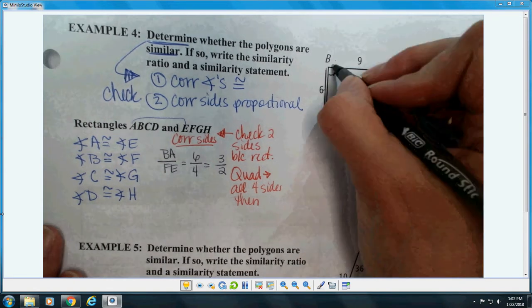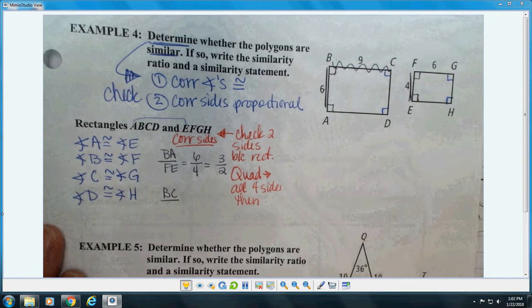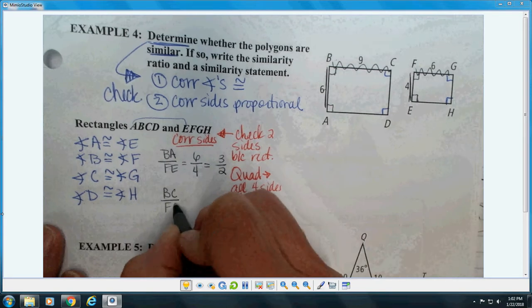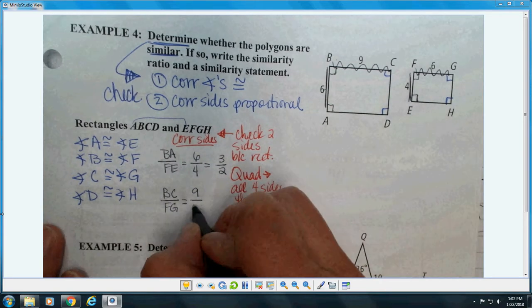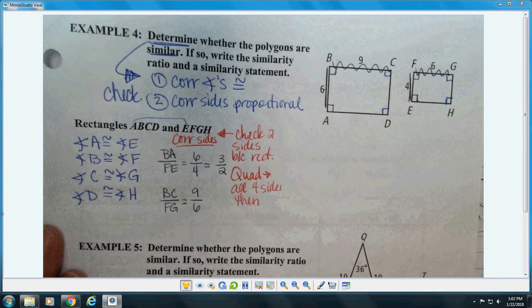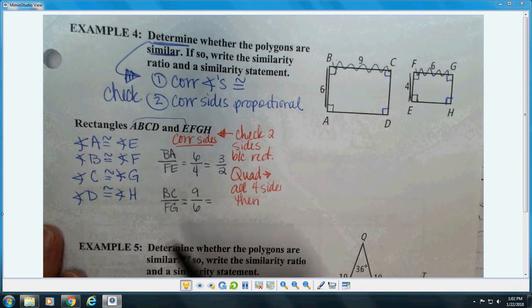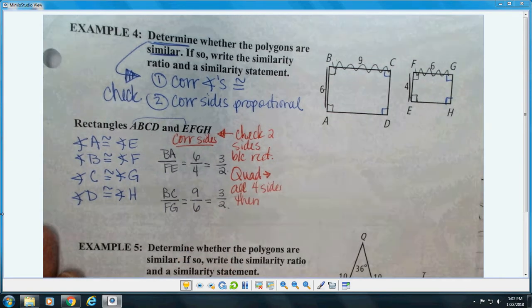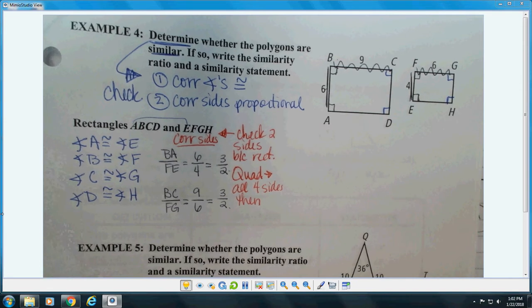So I also need to check BC, which is corresponding to FG. So BC has a length of 9. FG has a length of 6. If I need to simplify that, do so, which I do. I can divide each by 3, so that's going to give me 3/2. Are these two matching? Yes. So are these two similar polygons?